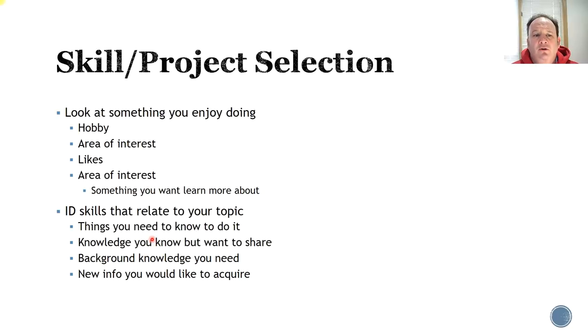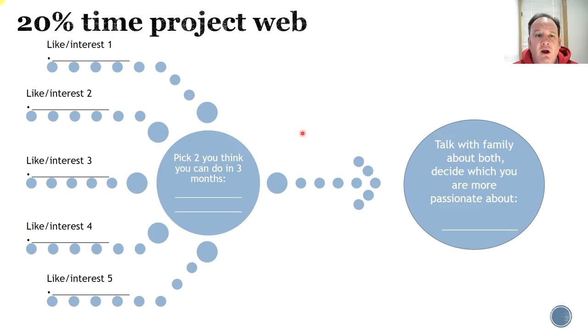And then from there, we're going to talk about figuring out an area of interest. And then from there, we're going to talk about the skills and knowledge, what things you need to know to be able to do this. What do you want to focus on? What do you want to learn? And how do you take that information and turn it into a skill or project you're going to learn over the next 3 months? So to help you with that, I have put together a couple of graphic organizers.